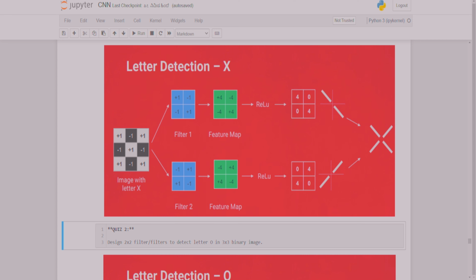Sir, I have one question. Yes, sure, please go ahead. Yes, actually, I just joined the class. So in the previous letter detection of X, why is the feature map value +4, -4?